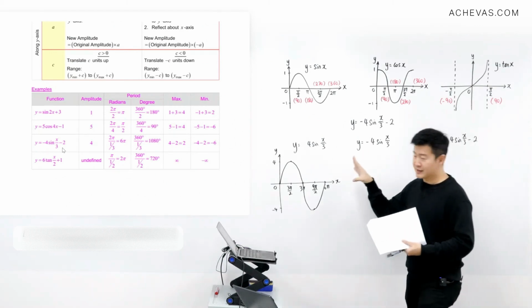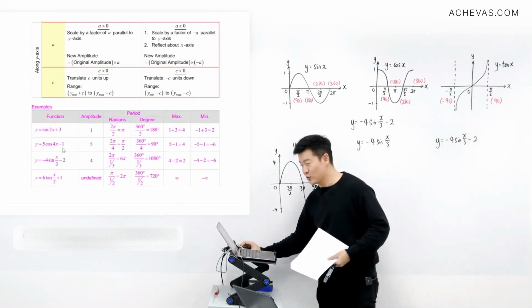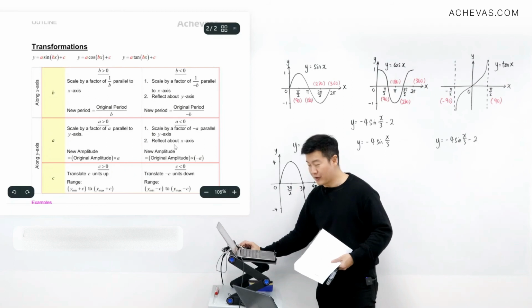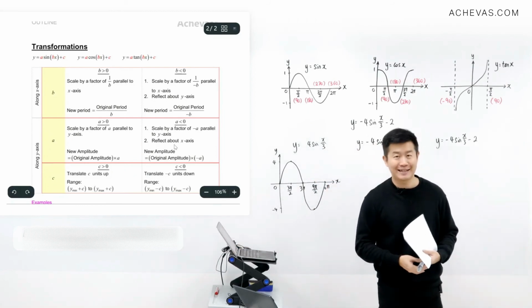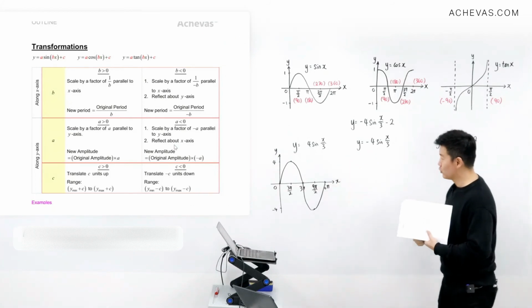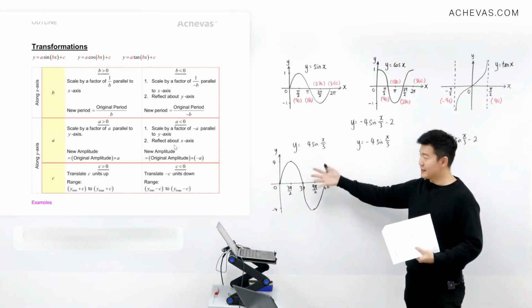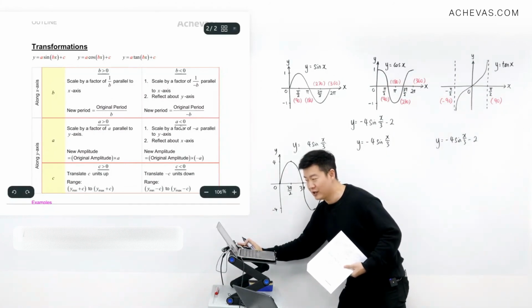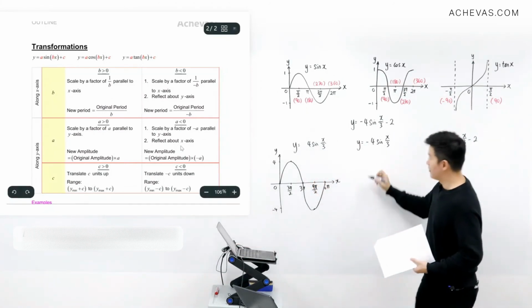So this was what we have discussed, but what we didn't discuss in the previous 2 examples is, what if a happened to be negative? If a happened to be negative, we need to do one more thing, which is to reflect it about the x-axis. It is going to be reflected about the x-axis. So let's try to draw this graph. Everything remains the same except that it is going to be reflected according to the instruction that I have here when a is a negative number.